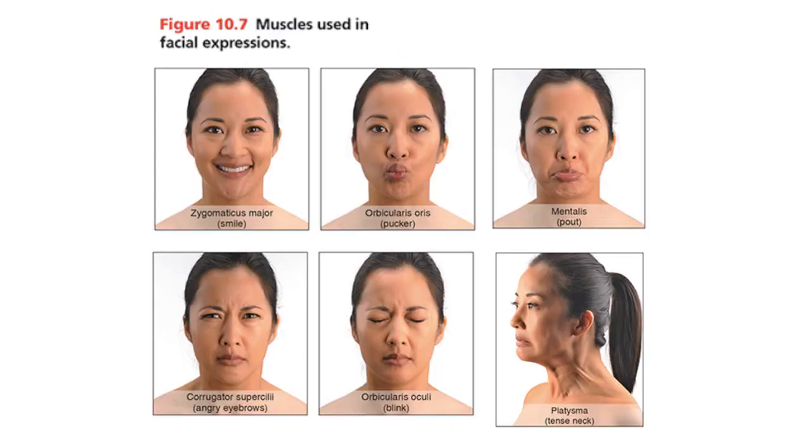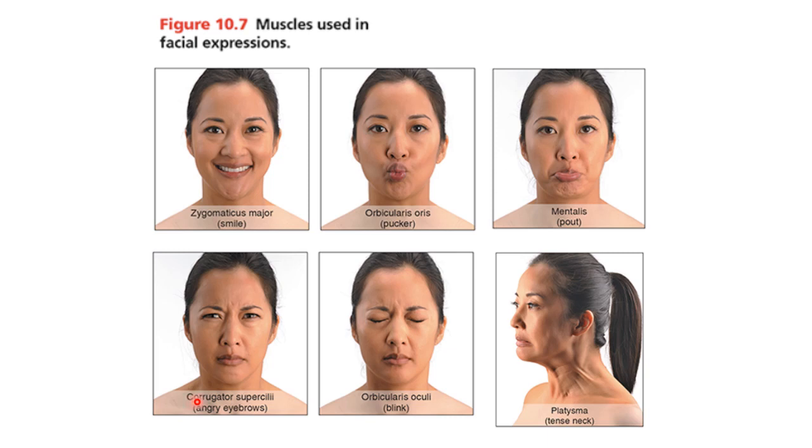These are the ones where you should associate the muscle with function. Here, the zygomaticus major gets you to smile. Then you have orbicularis, that's the round one, but this is the oris because it's the mouth. You contract that muscle, you make a little kissing motion. Mentalis, that's your chin muscle.